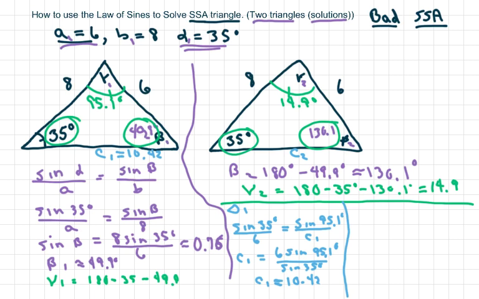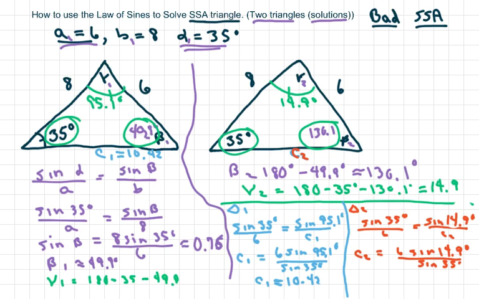Now to get c2, I do the same thing for triangle 2. Sine of 35 degrees over 6 equals sine of, oh, this isn't 95, sorry, I copied the same thing down. It's sine of 14.9 degrees over c2. When you cross multiply, c2 equals 6 times sine of 14.9 degrees over sine of 35 degrees. So your c2 is approximately 2.69.